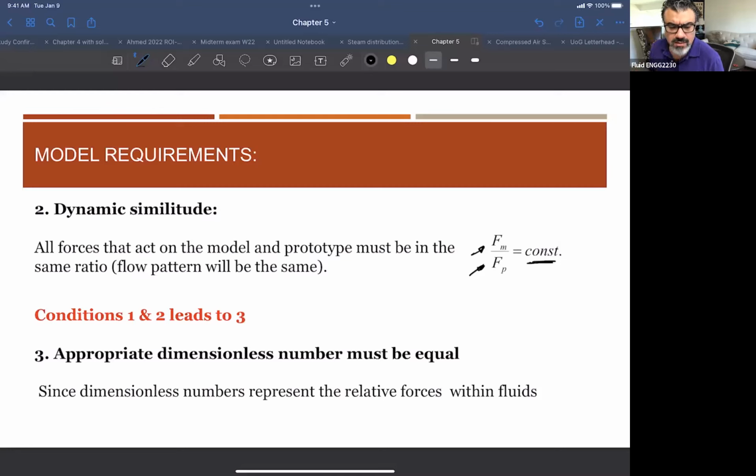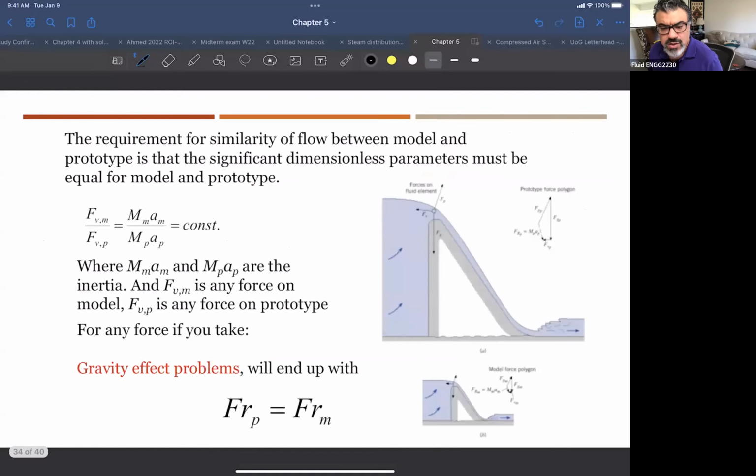Okay, and this conclusion on point 3 here is extremely important to the design of an experiment or the design of a testing platform for a new product, or on a scaled product that you are testing in the lab, and making sure that it is performing the same way as the actual prototype will perform. So those dimensionless numbers will be the same, and in this case we'll end up with some relation that we have to find between the model and the prototype.